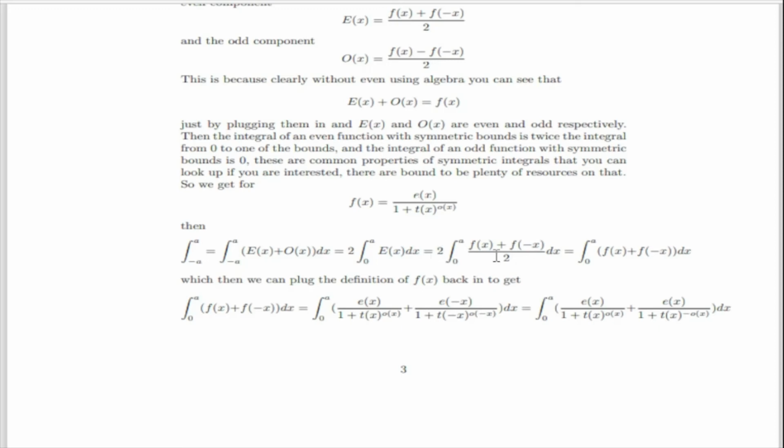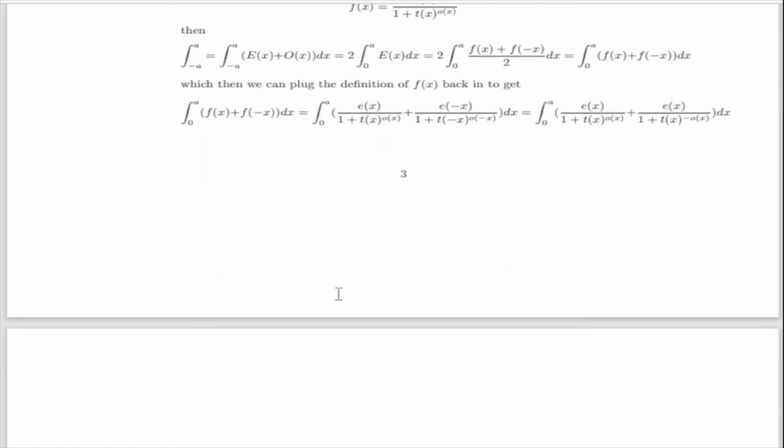But then the 2 and the 1/2 cancel out, to give us just the integral from 0 to a of f of x plus f of negative x, all dx. Which then we can plug into the definition of f of x. Then we can plug this back in for f of x and f of negative x to get exactly what f of x and f of negative x are.